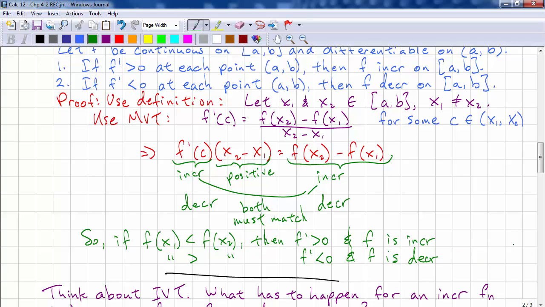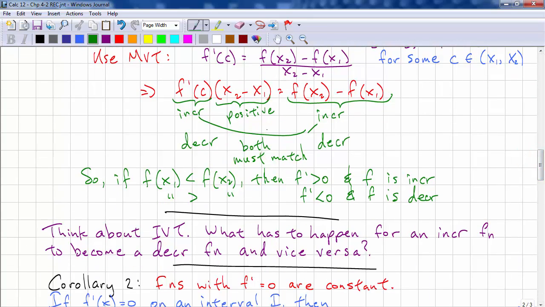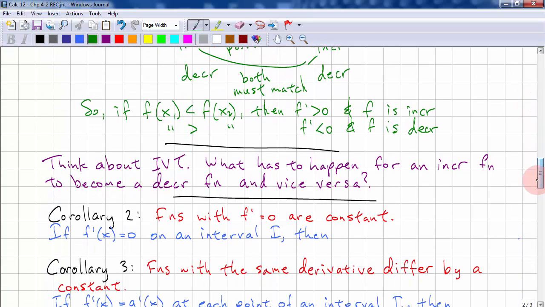So the way we do the proofs is use some definitions, use some theorems, and try to show that it's true. So if we think about the IVT, what has to happen for an increasing function to become a decreasing function and vice versa? Well, there must be a point where the derivative equals 0. So there exists a c such that the derivative equals 0.